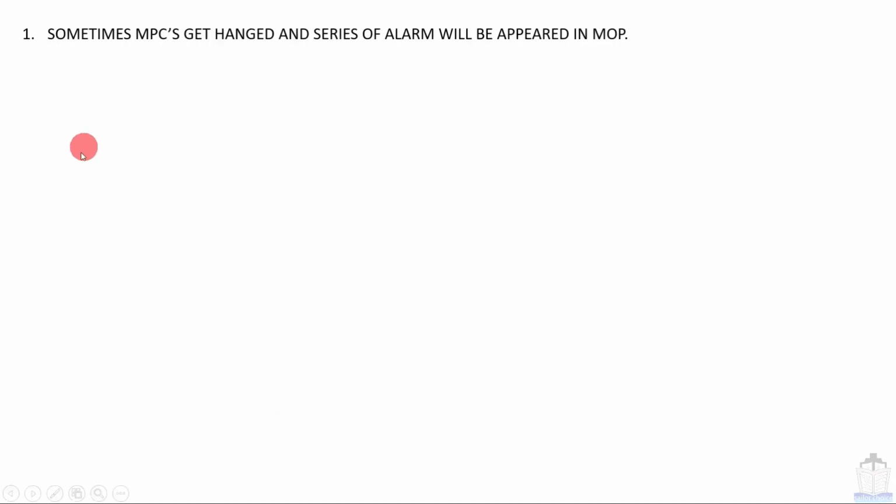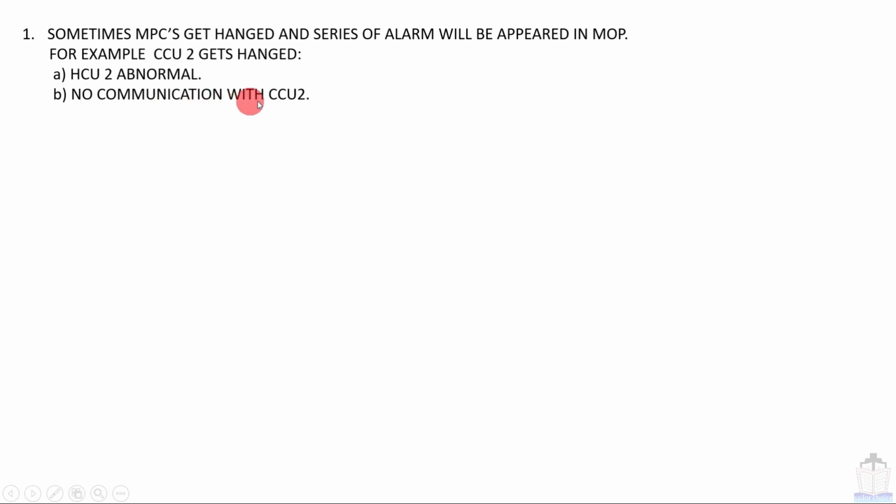Now the next thing is that sometimes an MPC hangs and a series of alarms will appear in the MOP. For example, we are taking CCU2. CCU2 hangs, so we will see what sort of alarms will appear. The first one is SCU2 abnormal, no communication with CCU2, CCU2 tacho feedback error, and many more. Okay, so how will you proceed?